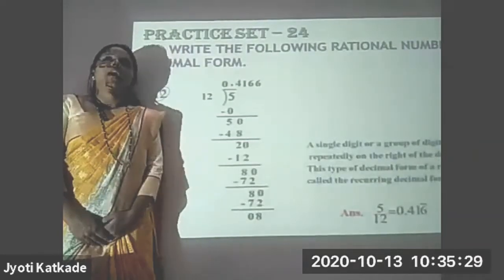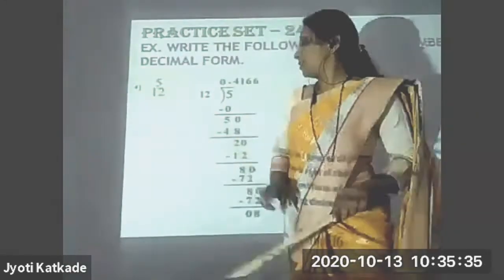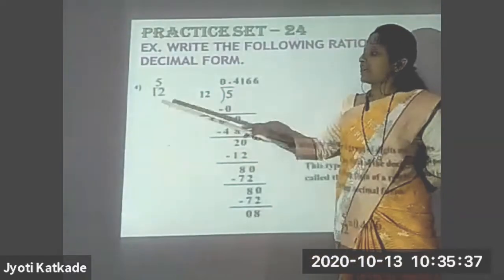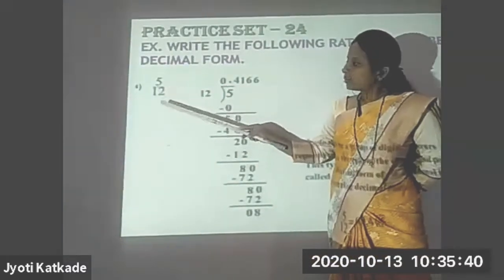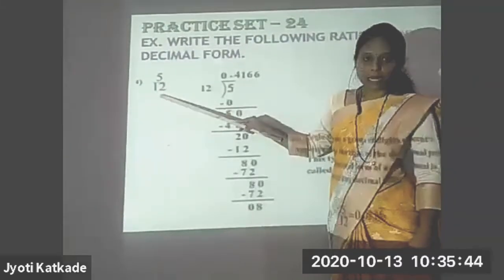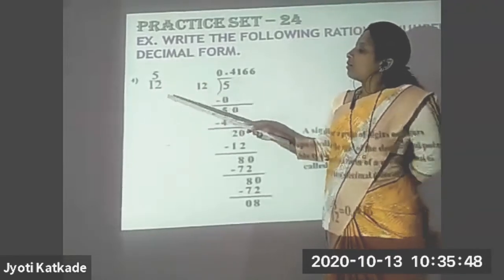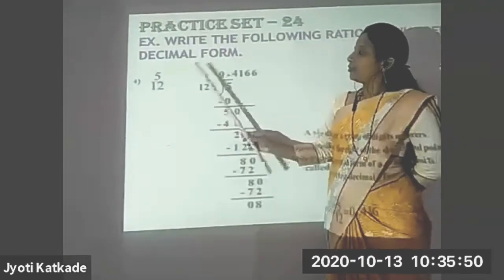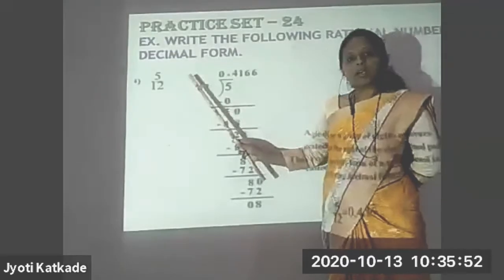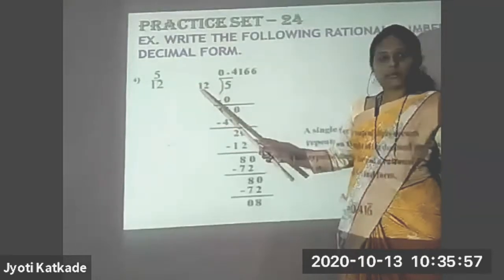I think I have given you some examples for homework. So see which are these examples. First example is 5 divided by 12. Now, what do we have to do to convert it into decimal form? Divide 5 by 12.